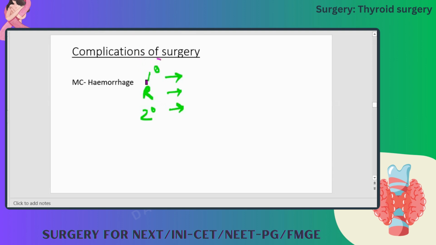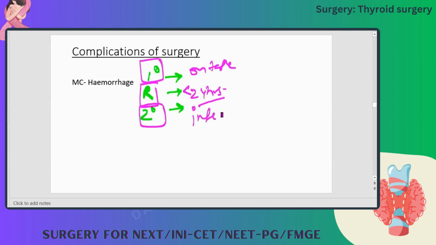Primary is on table. Reactionary is within 24 hours, due to slippage of ligatures or knots. Secondary is after 1 or 2 days. Why is secondary? Due to infection. Very good.